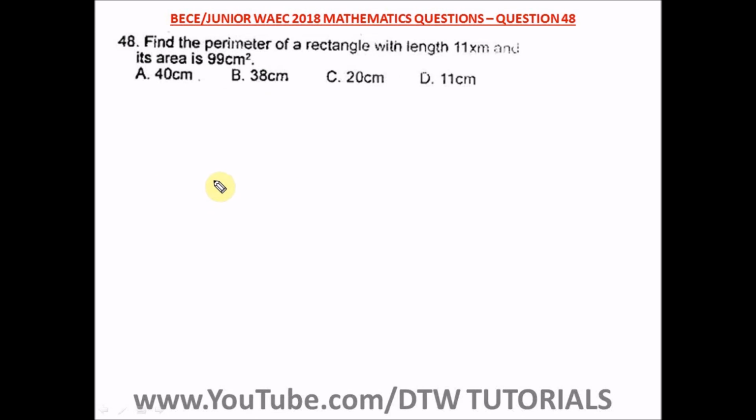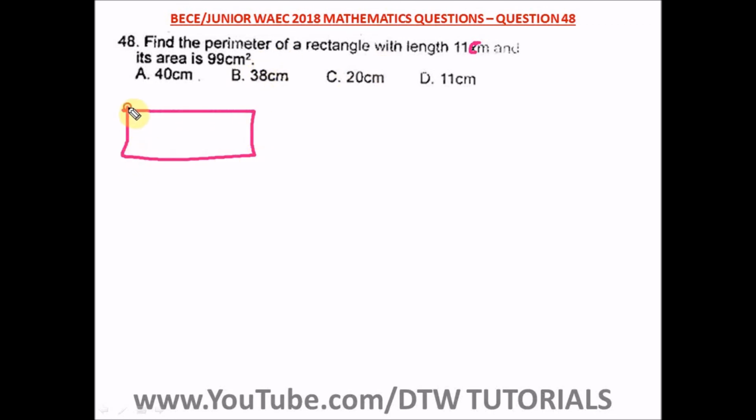Question 48 of the BECE Junior WAEC 2018 Mathematics Past Question. That's your OBJ question 48. It says find the perimeter of a rectangle with length 11 centimeter, and its area is 99 centimeter square. Okay, but to find the perimeter of what?